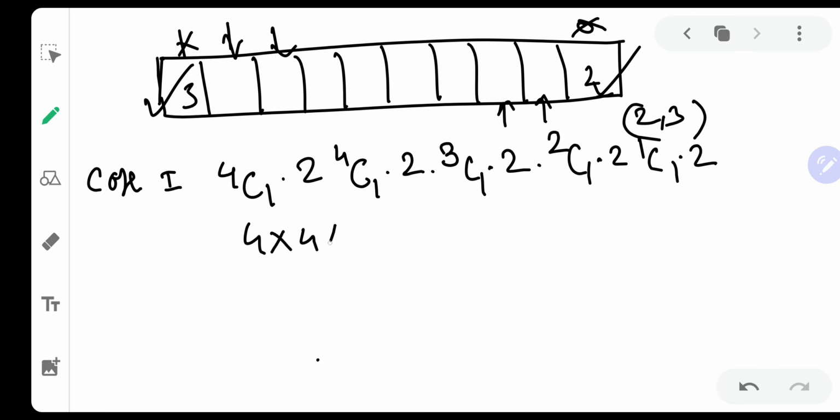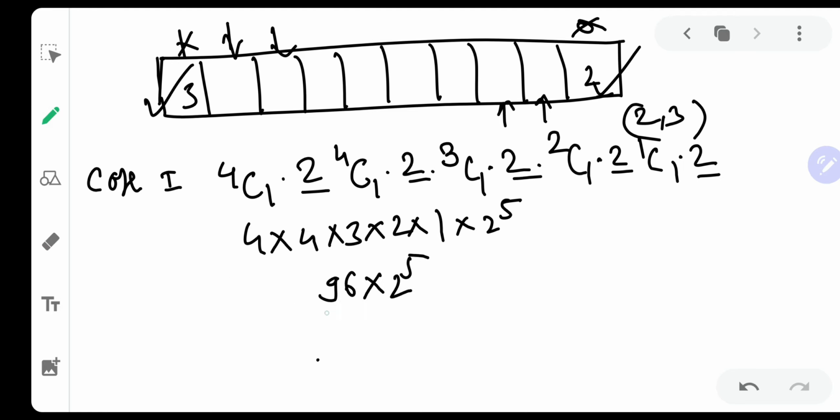So 4 into 4 into 3 into 2 into 1, and 2 2 2 2 2. You see how many times 2? You are seeing 2 raised to 5. So basically this is nothing but 4 into 24, right? Yes, 4 into 24, that can be termed as 96 into 2 raised to 5.